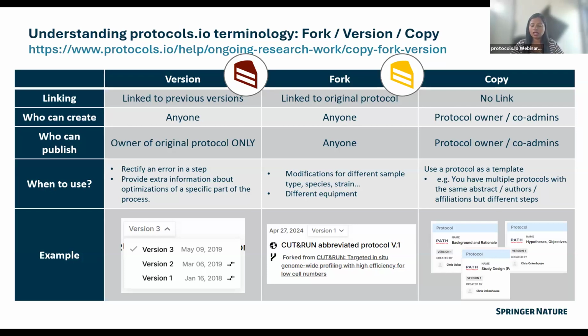So you'll be forking that protocol. And then again, you want to make something different, let's say chicken, but in the same kitchen with the same people making it. So you can also copy that. There you can change the steps, but the authors and other things will remain the same.